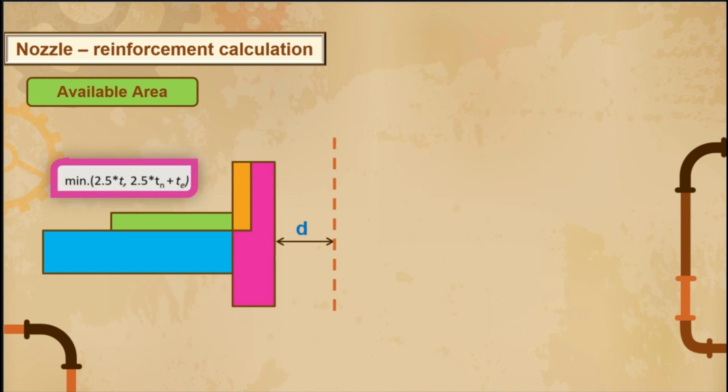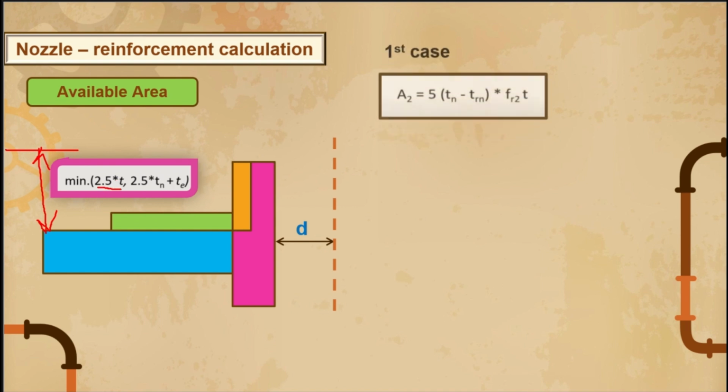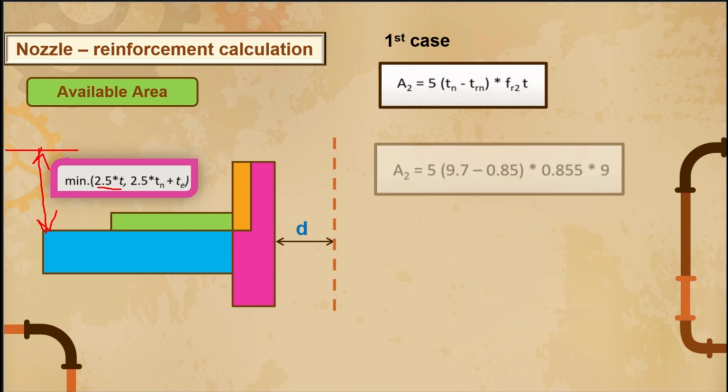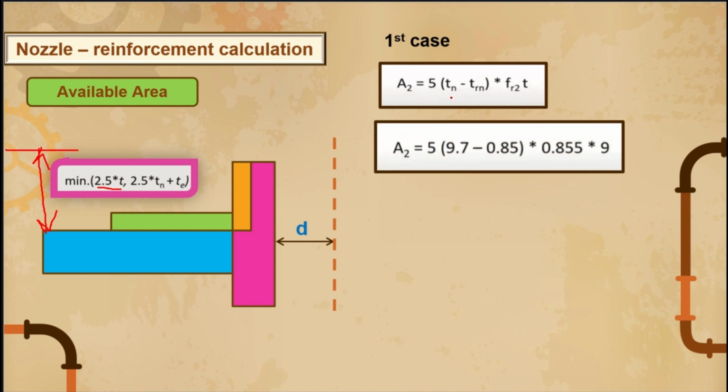Next, we need to calculate for nominal to the vessel wall, guys. I already explained this formula in the UG-40 session. So let's try to calculate for the first case, that is 2.5 into T. So A2 is equal to 5 into Tn minus Trn into Fr2 into T. This Tn is the nozzle thickness, and this TRN is the extra material available, 0.85.